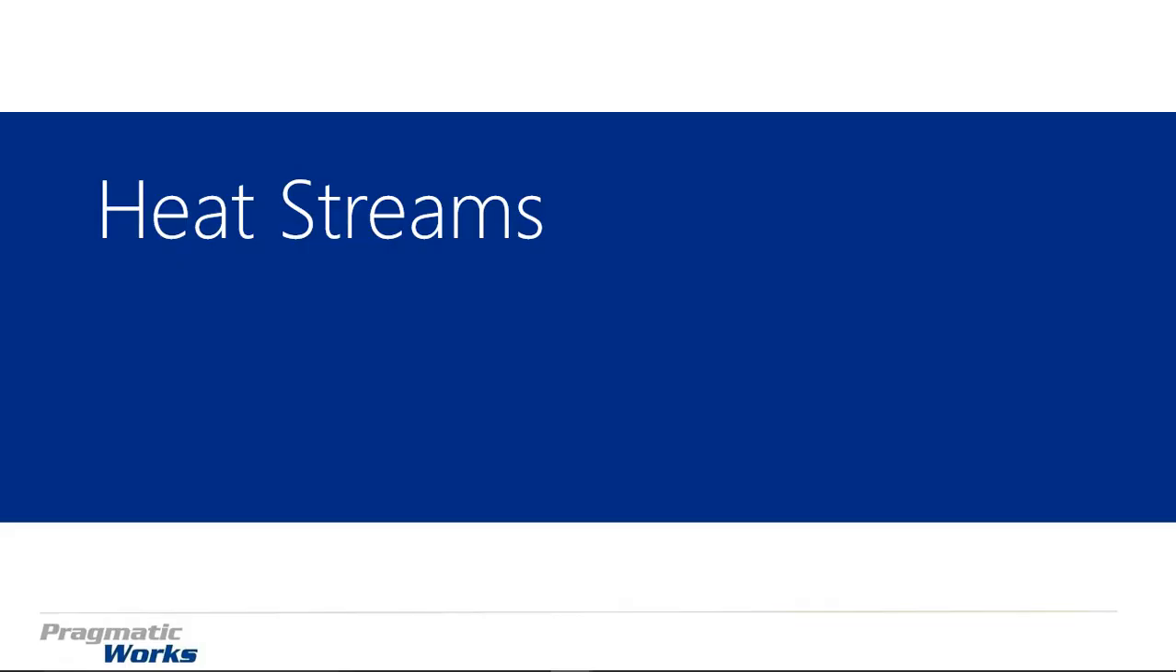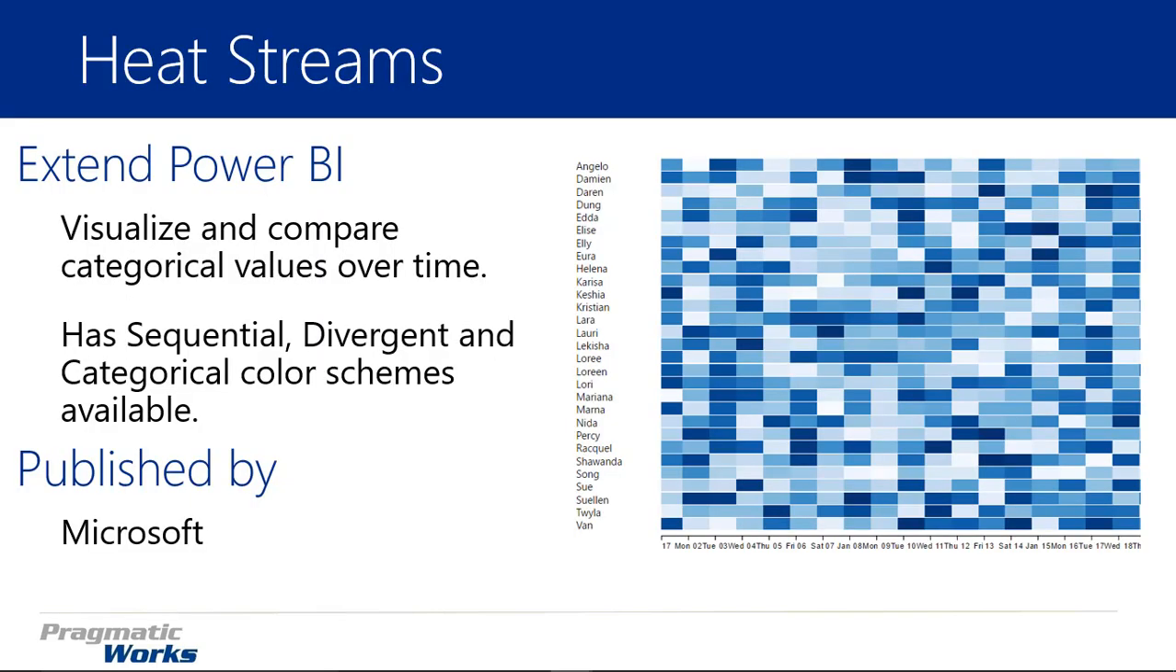Hi, welcome back to the Power BI Custom Visuals course, and in this module we're going to be looking at heat streams. Now heat streams is kind of an interesting visual. It's very similar to a table heat map, but it allows you to visualize and compare categorical values over time. So you can see categorical values, in this case individuals, on the left-hand side, and then going horizontally across the bottom is showing a time element.